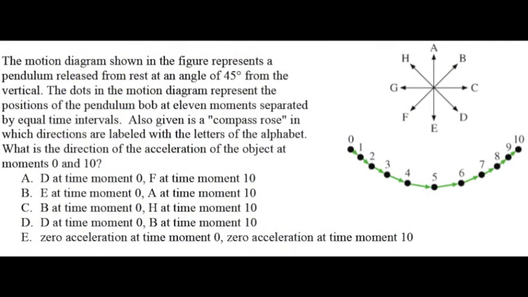Okay, so let's carefully read the question. The motion diagram shown in the figure represents a pendulum released from rest at an angle of 45 degrees from the vertical. The dots in the motion diagram represent the positions of the pendulum bob at 11 moments, separated by equal time intervals. Also given is a compass rose in which directions are labeled with the letters of the alphabet. What is the direction of the acceleration of the object at moments 0 and 10?